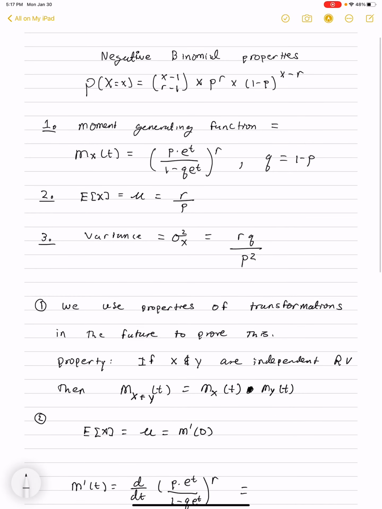Hi and welcome. Today we're going to talk about the properties of a negative binomial distribution. So the probability distribution function for a negative binomial is listed right there.